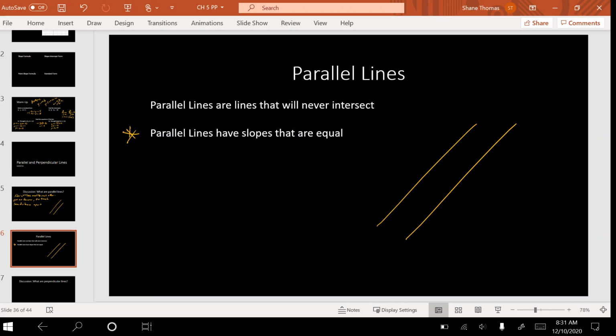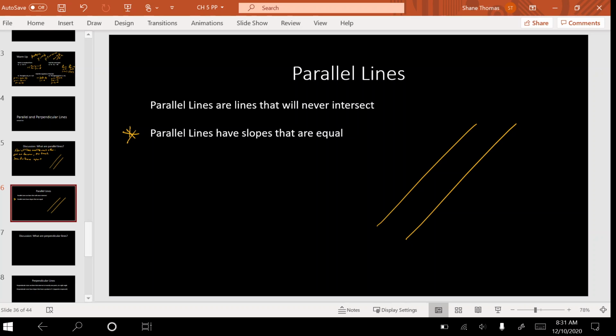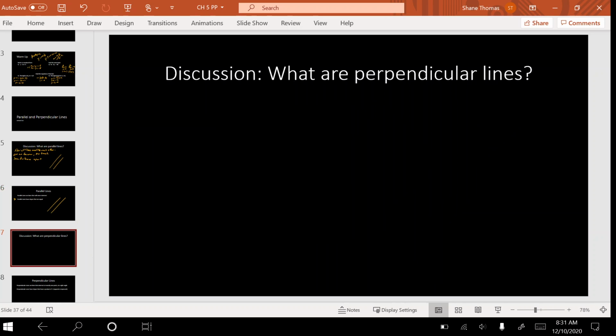All right, questions on parallel lines? All right, you just wanted a very basic definition here. I paraphrased it down, but again, the big thing, we make sure we know parallel lines have slopes that are equal. All right, so the next thing, what are perpendicular lines? Start on this side. What's perpendicular lines?